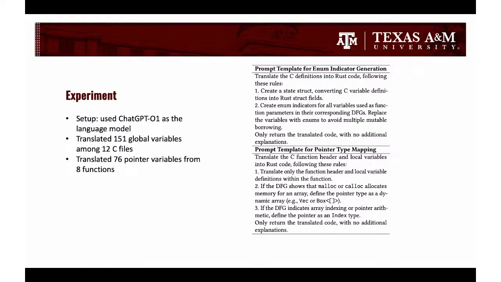If the data flow graph shows that there are malloc or calloc operations, we ask the LLM to translate it to a Vec or a Box of slice. If the data flow graph indicates that there are array indexing or pointer arithmetic, we ask the LLM to translate to index type. And otherwise, it will be translated into a scalar pointer.